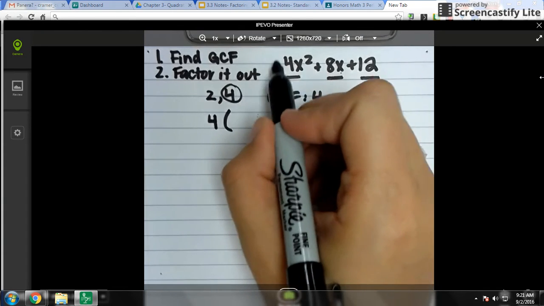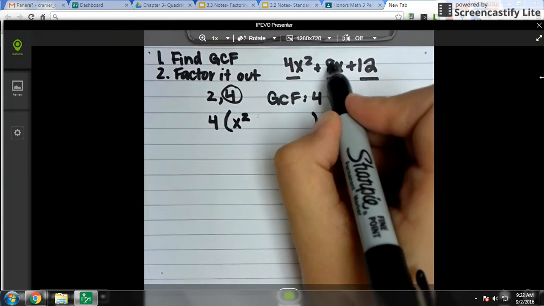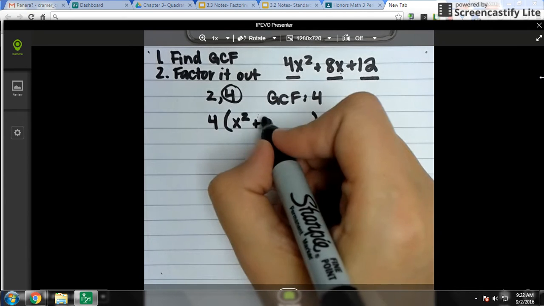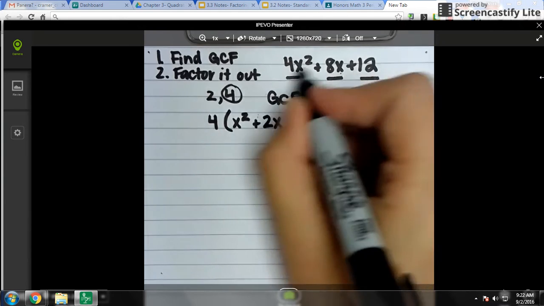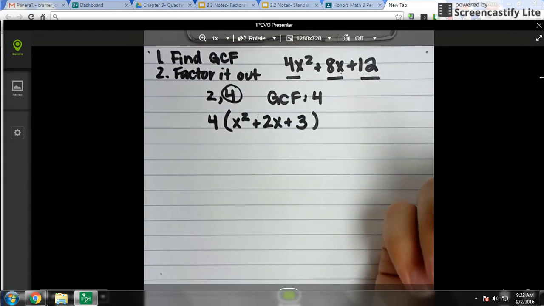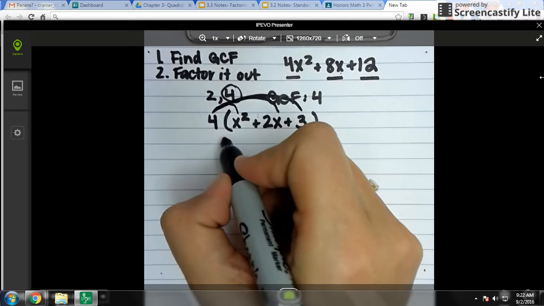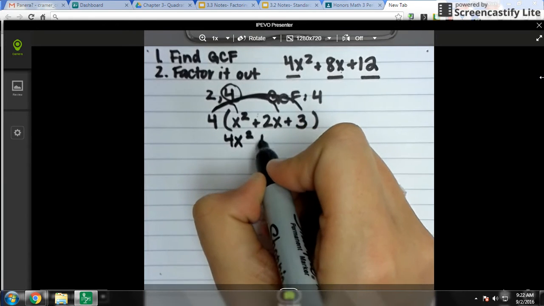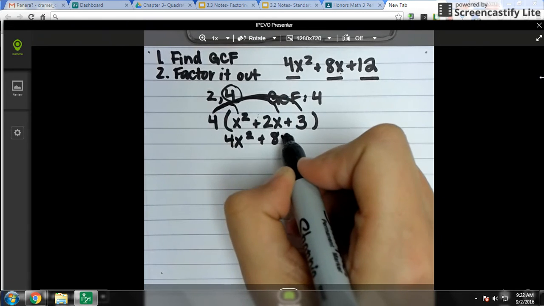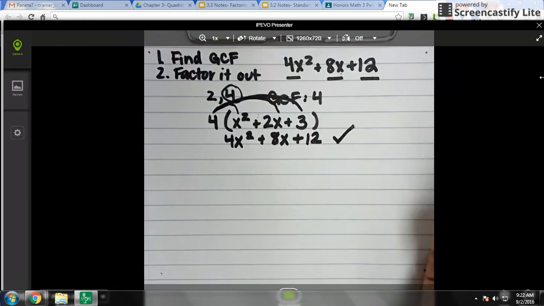So we're going to divide 4x squared by 4, and we get x squared. 8x divided by 4 is 2x, and 12 divided by 4 is 3. So that's our final answer. We can check by distributing this in, and we should get our original equation back. 4 times x squared is 4x squared, 4 times 2x is 8x, and 4 times 3 is 12. So we did it correctly.